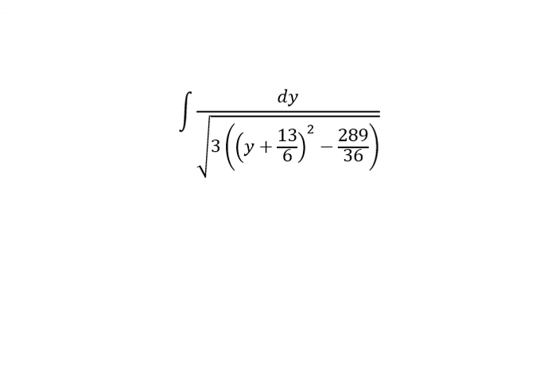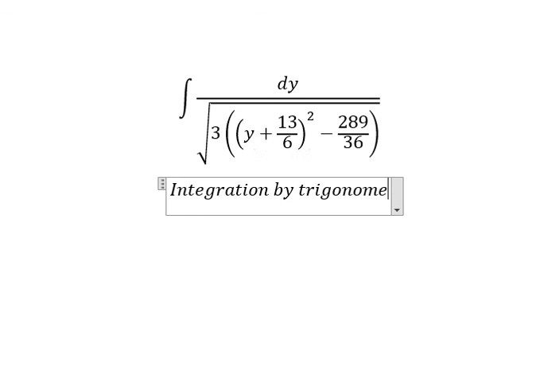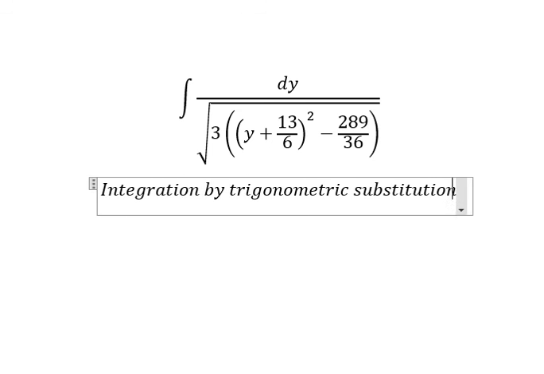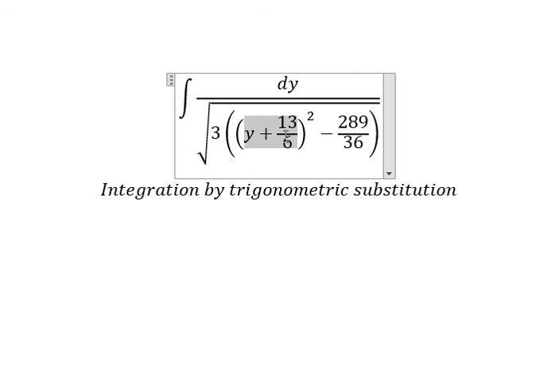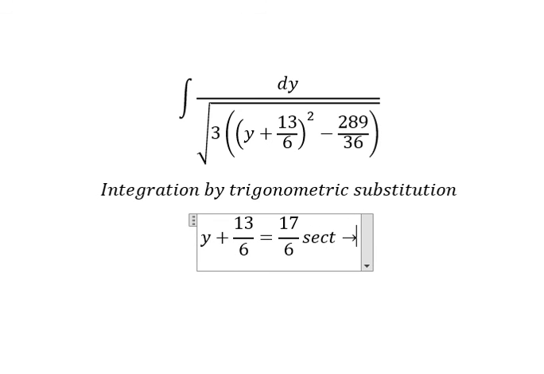So in this situation, I need to use integration by trigonometric substitution. So we put this one equals to 7 over 6 multiplied by secant of t. So we put this one, we can do factorization of this one, secant of t square minus 1, we change for tan t square, and later we simplify dy.